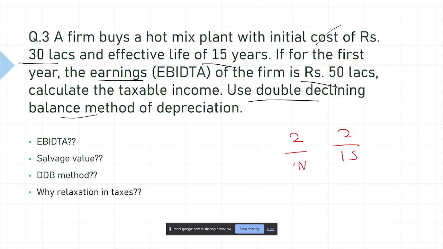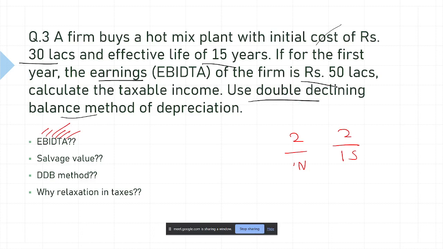Anybody who would like to elaborate on the full form of EBIDTA? No, sir. It stands for earnings before interest. Now D, it is in front of you. We have been discussing it. That's why I paused. Okay, interest, depreciation, taxes, and amortization.